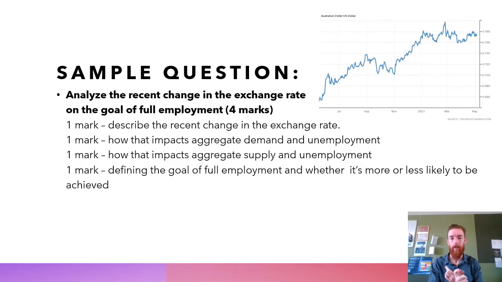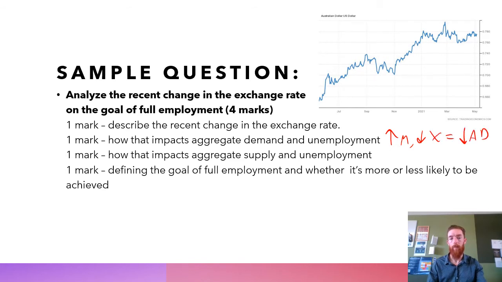1 mark for describing the recent change in the exchange rate, so talking about what an exchange rate is and the fact it's been appreciating; how that impacts aggregate demand and unemployment; how that impacts aggregate supply and unemployment; and define the goal of full employment and whether it's more or less likely to be achieved. This ends up being a really interesting one, because from an aggregate demand perspective, an appreciated exchange rate means there are more imports and fewer exports, which is going to lead to a decrease in aggregate demand.